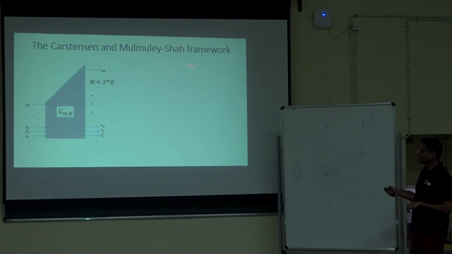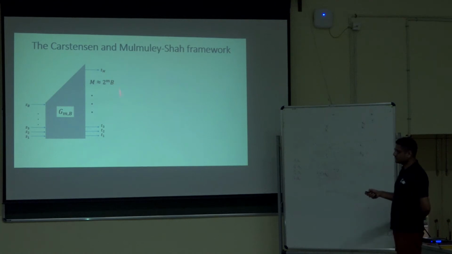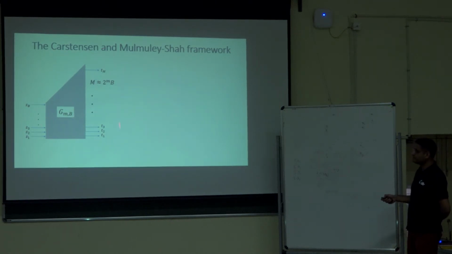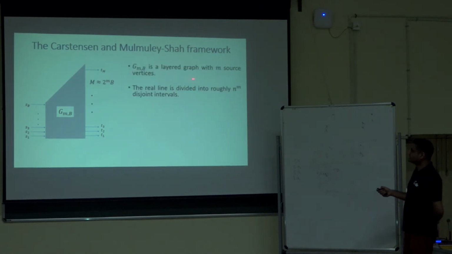So we go back to the proofs of Carstensen and Mulmuley and Shah. What they do is something like this. Instead of one starting vertex S, you have capital B starting vertices S1, S2, S3, S4, and so on till S_B. And you have capital M ending vertices instead of T, where M is some number roughly 2 to the power M. And this is basically your graph, which I have not described here. This is a layer graph as we described in the example. It's not exactly the same, with a slight difference.